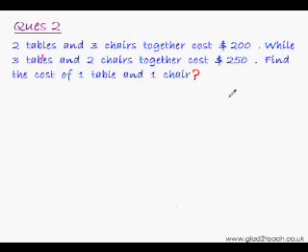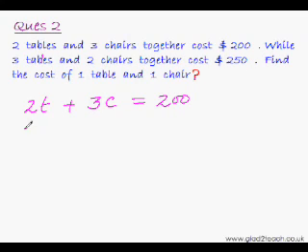So now let me do it. So like always, let the cost of one table be x and one chair be y. Rather, we can use the alphabets T and C in place of x and y. So let the cost of one table be T and the cost of one chair be C. So 2 tables and 3 chairs together cost $200. So our first equation would be 2T plus 3C equal to 200. And similarly, the second equation would be 3T plus 2C equal to 250.